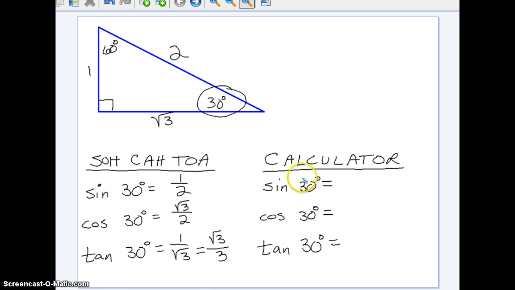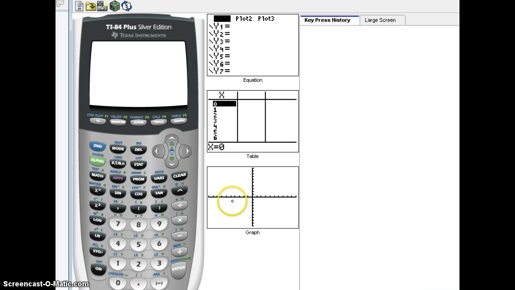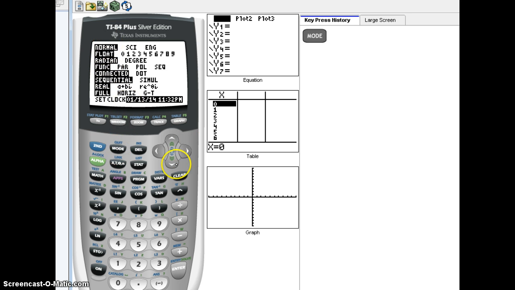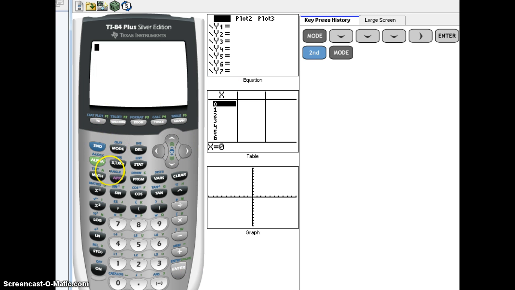Now let's use our calculator to find these exact same angle measurements. So first we want to type in the sine of 30 degrees. First of all, we need to make sure our calculator is in degree mode. This calculator is not, so I will use the down arrows. Go into degree, enter. Now I can quit out of that.